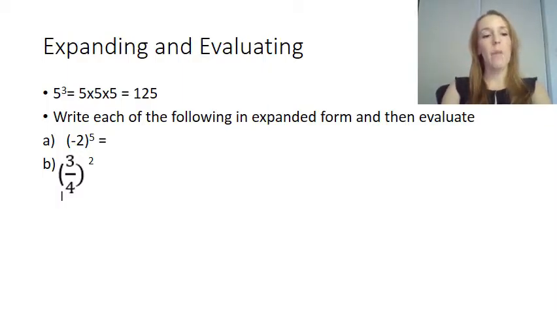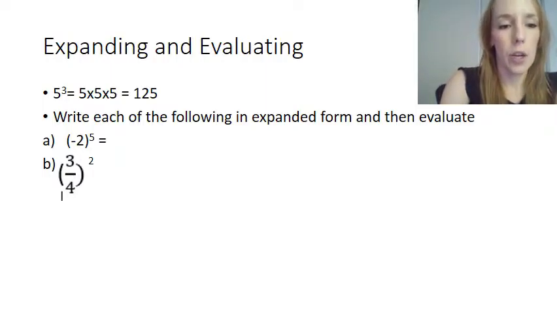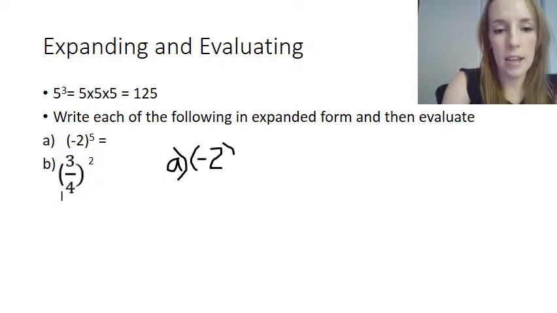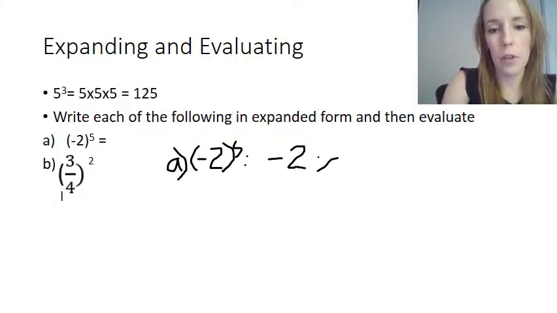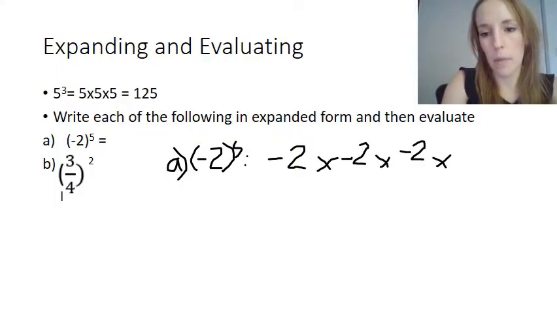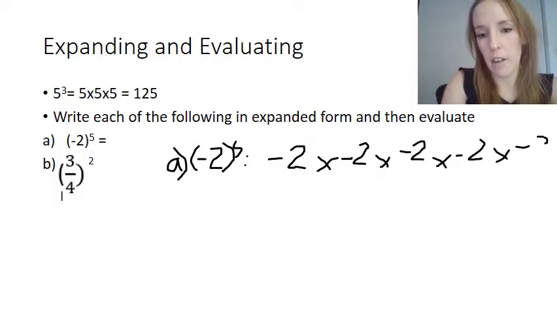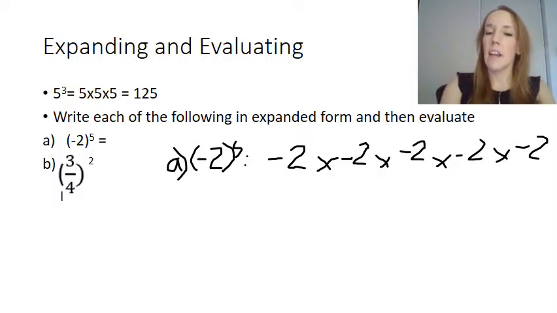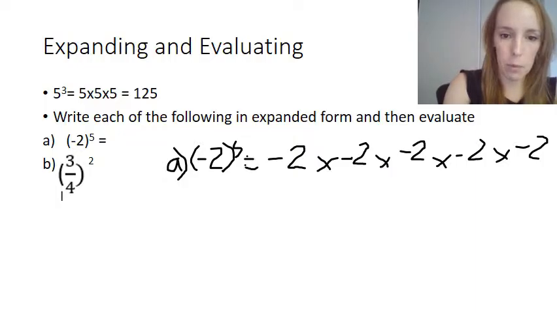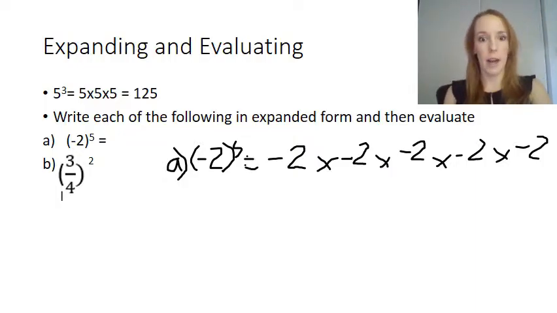So for A, we've got -2 to the power of 5. So A, that just means to expand, all we have to do is do -2 times -2 times -2 times -2 times -2. So that's -2 multiplied by itself 5 times.